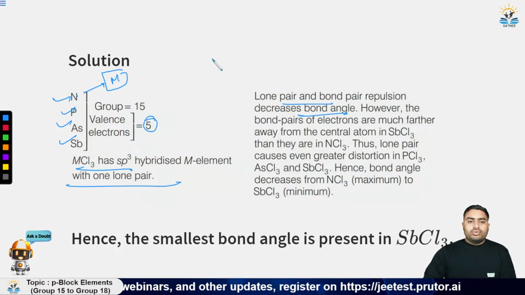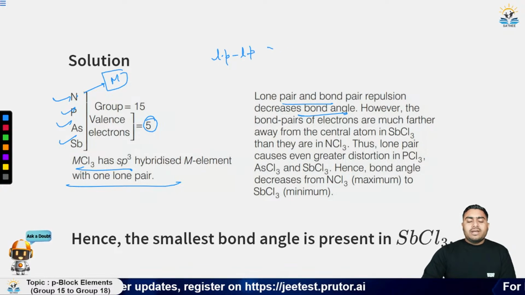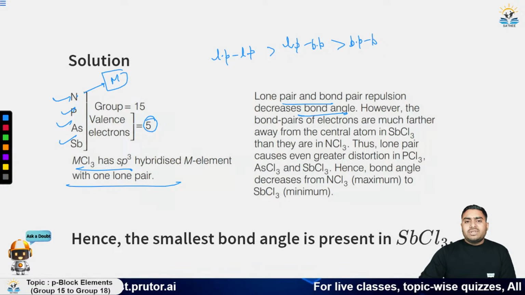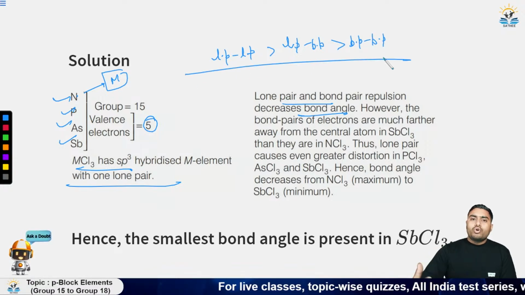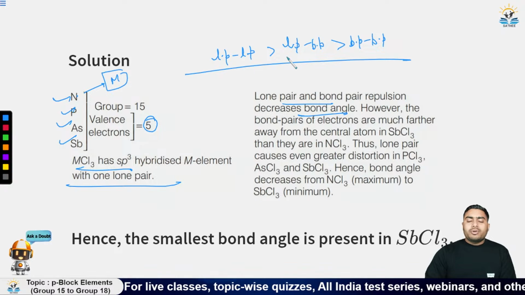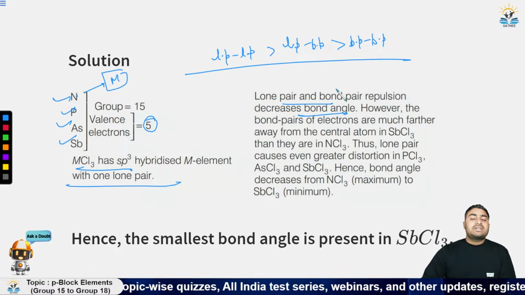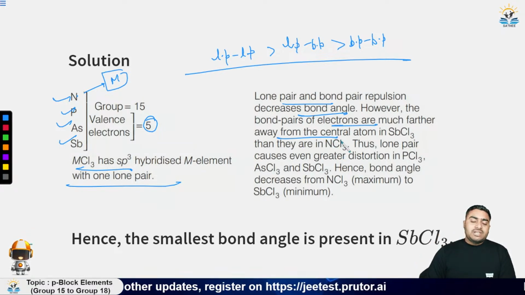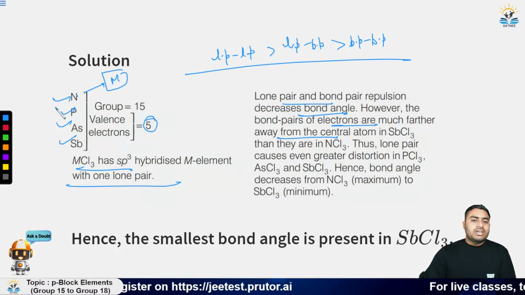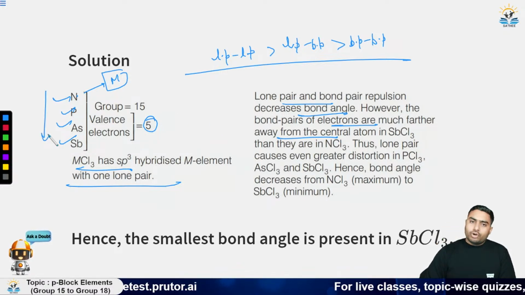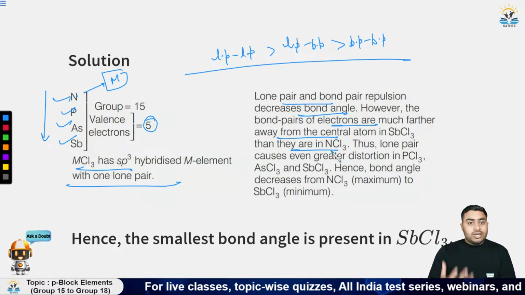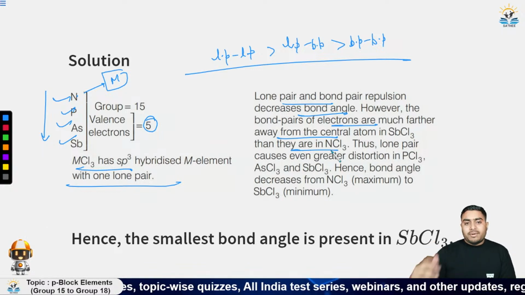Lone pair and bond pair repulsions decrease the bond angle. You know very well, lone pair-lone pair repulsions are more than lone pair-bond pair, then bond pair-bond pair. If these repulsions are more, what happens? So if lone pair and bond pair repulsions decrease, they decrease the bond angle. The bond pair of electrons are much farther away from the central atom in SbCl3, which is less electronegative, because electronegativity is decreasing as we move top to bottom in group 15. In NCl3 they are very close, but in SbCl3 they are farther away from the central atom.